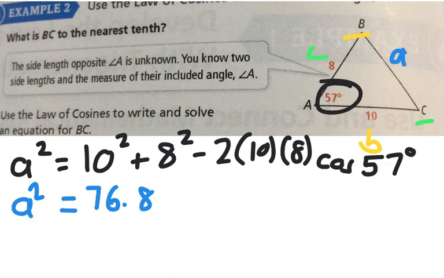So it's 76.858. I got four. You got four? Yeah, you got a problem. It's not four. I got four too. I don't know.